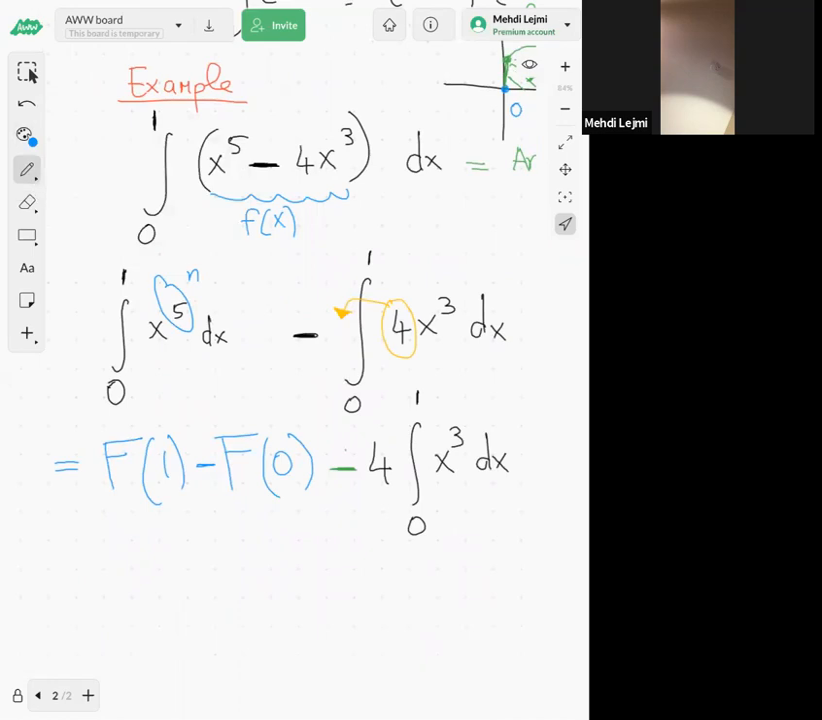This capital F of x is the antiderivative of x fifth, so it's x to the power 5 plus 1 over 5 plus 1, plus the constant. We're supposed to have a constant, but it doesn't really matter, because when you take the difference between F of 1 and F of 0, the constant will just cancel out.